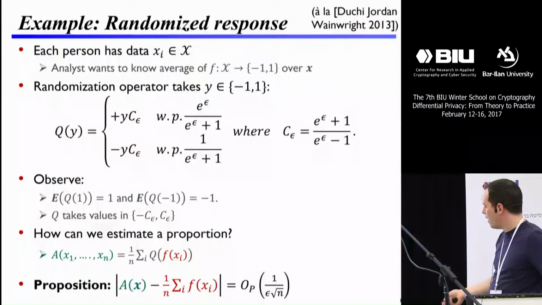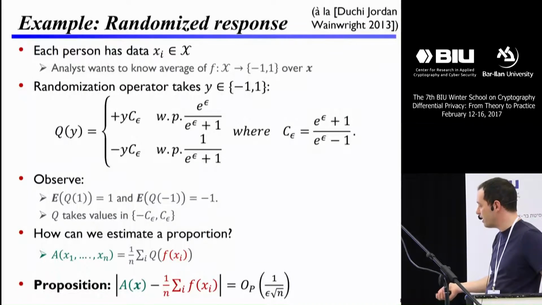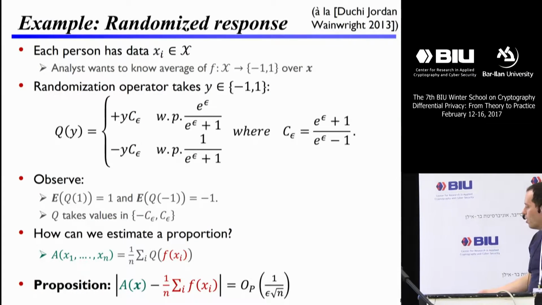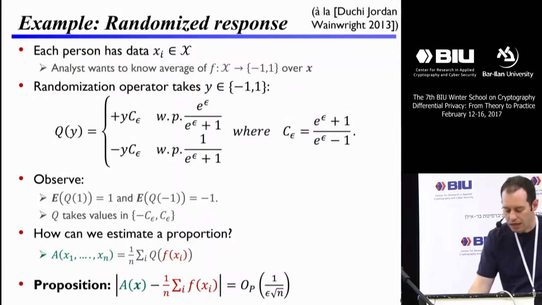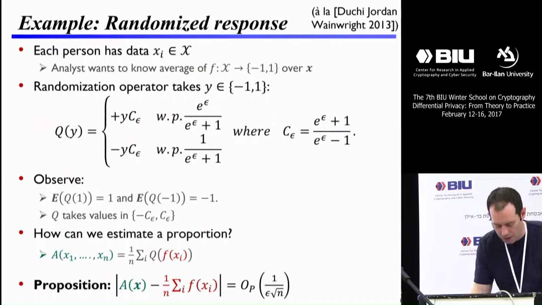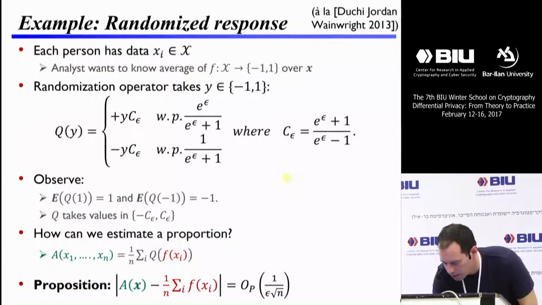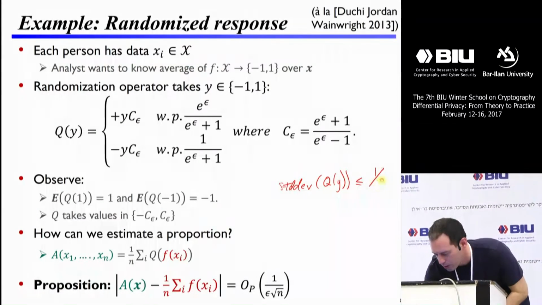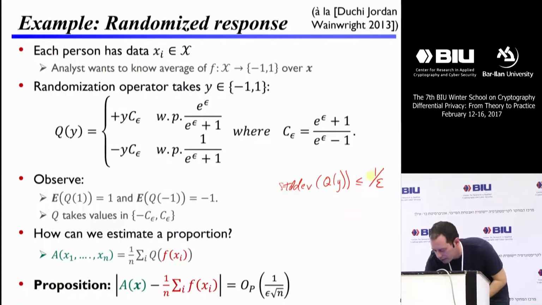And then, how far from the correct answer will I be? What's the standard deviation of the estimator I'm getting? Well, each of the individual responses is between roughly 1 over epsilon and minus 1 over epsilon. And so if I look at the standard deviation of Q of y, it's going to be at most order of 1 over epsilon.